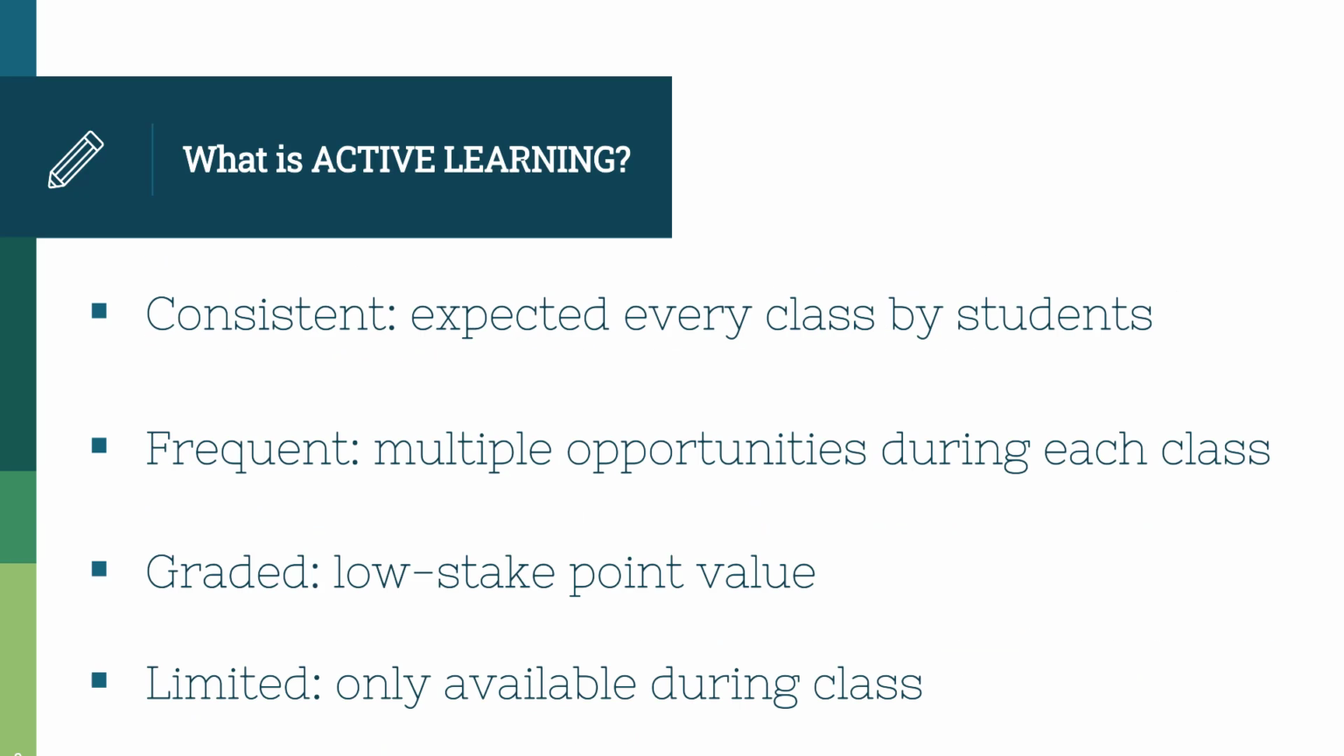A few implementation criteria for active learning. It should be consistent. Active learning isn't something that's done once a month or only when the dean comes in to observe your class. Active learning should be done every single class, and students should expect it every single class. Active learning should also be graded.